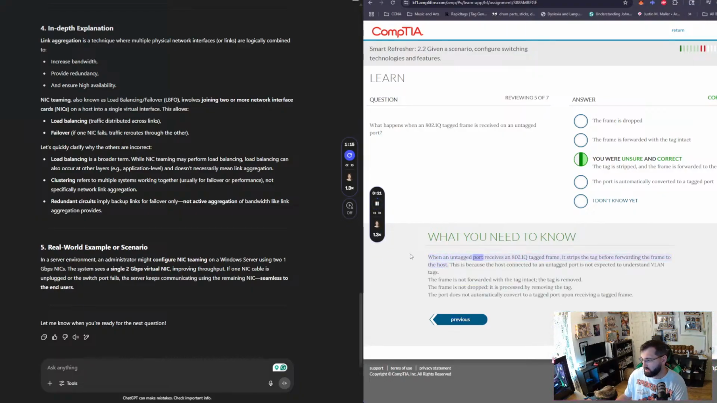When an untagged port receives an 802.1Q tagged frame, it strips the tag before forwarding the frame to the host. This is because the host connected to an untagged port is not expected to understand VLAN tags. The frame is not forwarded.